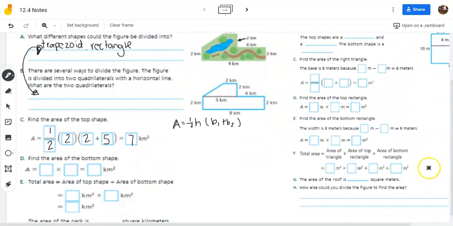Down here, we're going to find the bottom shape now. So we have the line drawn here. This whole entire bottom row is 9. So we have 9 and a 2. Remember, to find the area of a rectangle, A equals length times width. So we have 9 times 2, which is 18. We're now going to add the two numbers that we got together. So I have 18 and 7, or 7 plus 18, and we get 25. So the total area of the entire composite figure is 25 square kilometers.